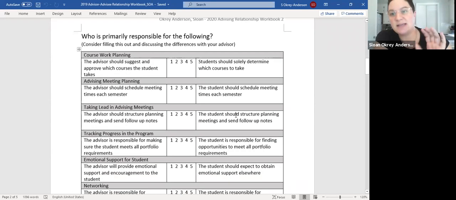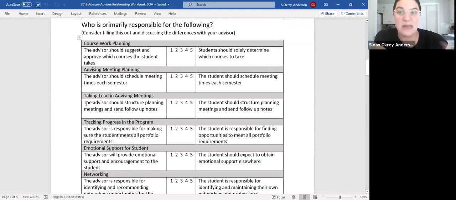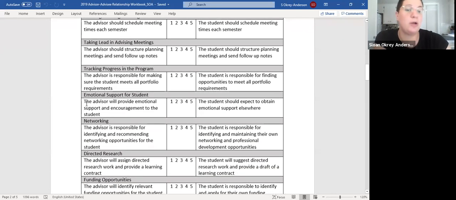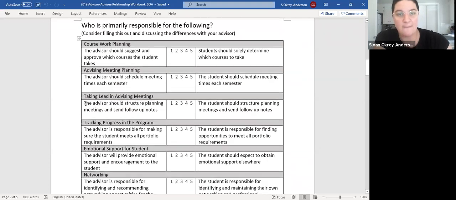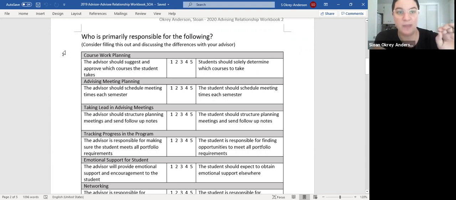The first page is this list of responsibilities and who you each think should be primarily responsible for each of these items. So it includes things like course planning, advising meeting planning, tracking your progress in the program, emotional support, networking, etc., etc. So the way that you use this tool is you will go through and you each separately fill out the form with what you think the number should be from 1 to 5 in terms of who is responsible primarily for each of these tasks.